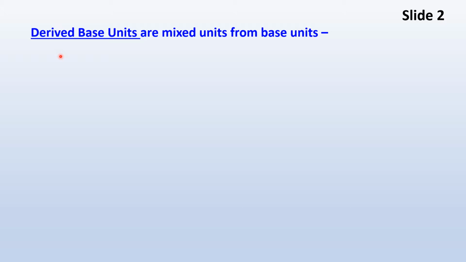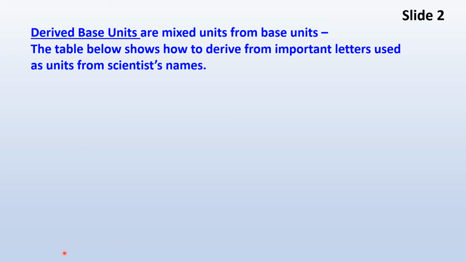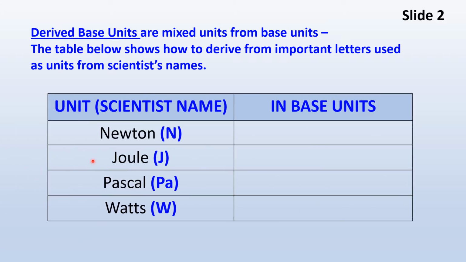Derived base units are mixed units from base units. The table below shows how to derive from important letters used as units from scientists' names. Here we have Newton, Joule, Pascal, and Watts. And the question is, what are the base units from these letters?